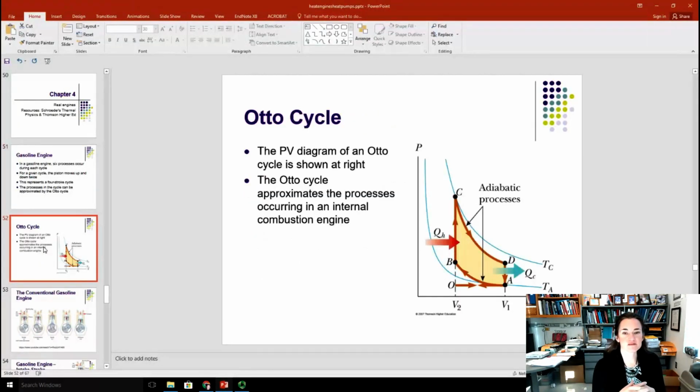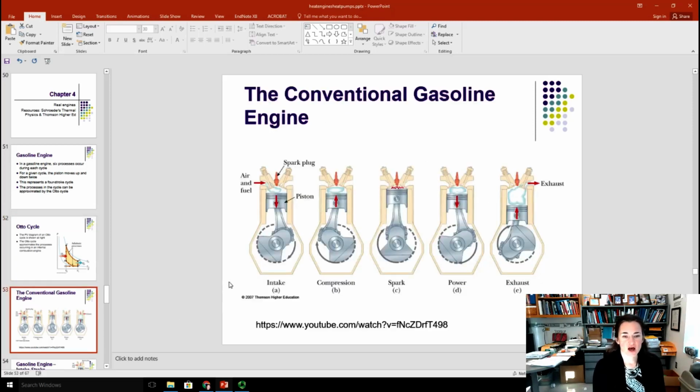Here is a PV diagram of an Otto cycle, shown here at the right. The Otto cycle approximates those processes that occur in an internal combustion engine. Of course, real engines are going to be less efficient than this idealized construct. Basically, the Otto cycle includes 2 adiabatic processes and 2 isovolumetric, also called isochoric, processes. So let's go over each one of these in detail. It starts off with the intake, and then you have the compression, the spark, the power stroke, and then the exhaust stroke.